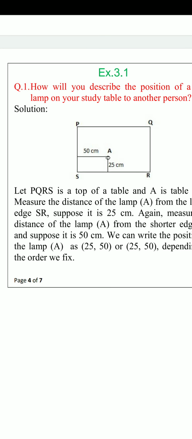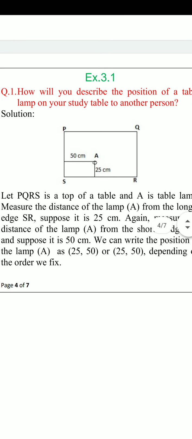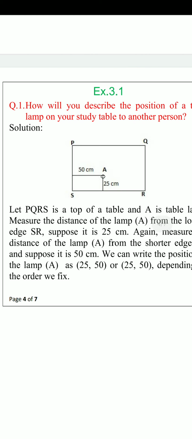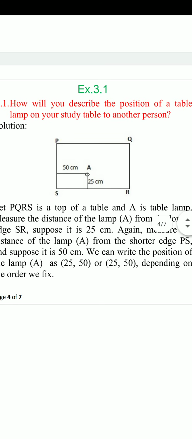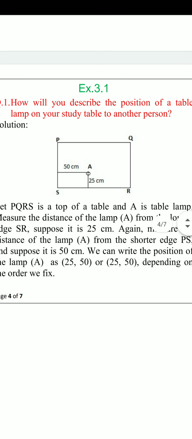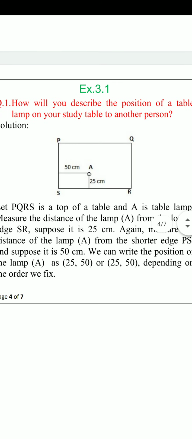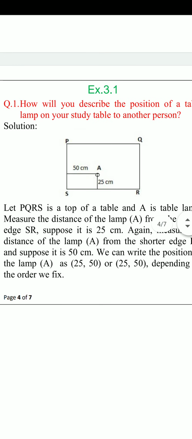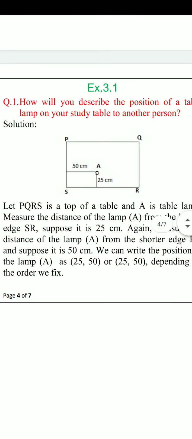Suppose it is 25 centimeter, and again measure the distance of the lamp A from the shorter edge, marked by the PS, which is 50 centimeter. So we can write the position of the table lamp as 50, 25: 50 centimeter from the shorter edge and 25 centimeter from the longer edge. Or we can write 25, 50: 25 from the longer edge and 50 centimeter from the shorter edge.